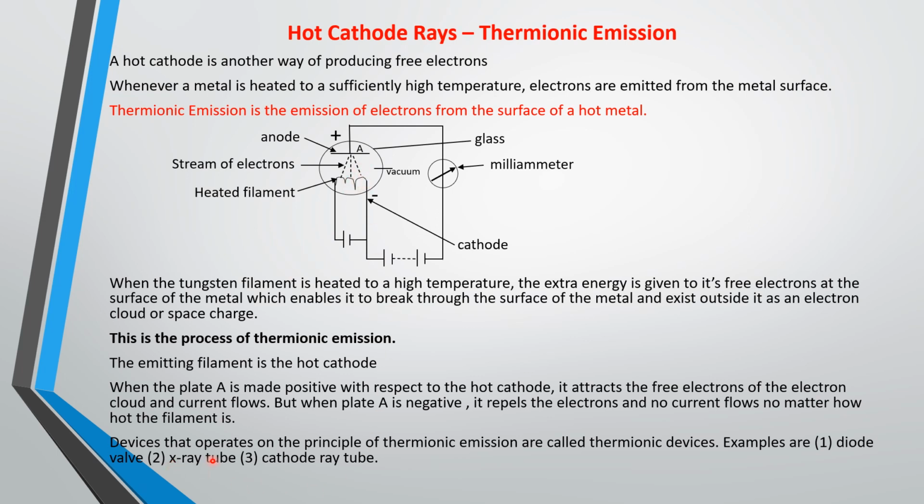Other devices that operate on the principle of thermionic emission are called thermionic devices. Examples are the diode valve, X-ray tube, and cathode ray tube. These are devices that operate with the principle of thermionic emission. Alright, so please take note of this and know what thermionic emission is. We will look at some of these devices, and that is the diode valve.